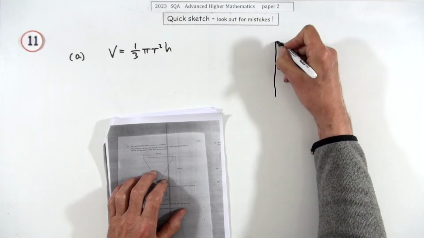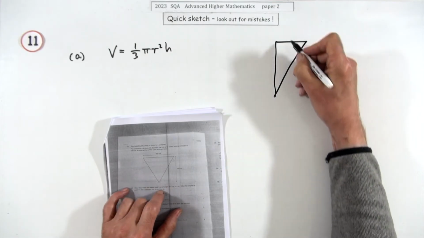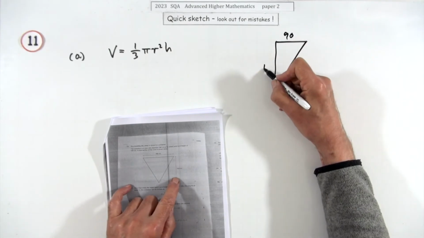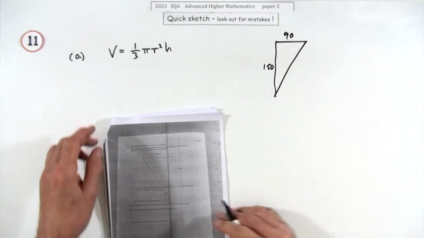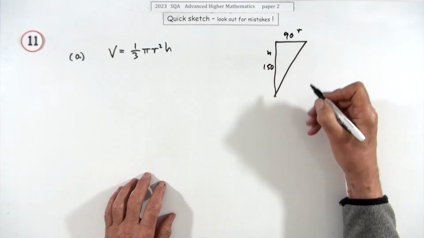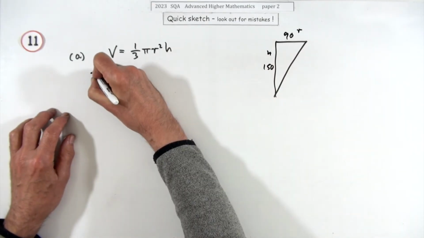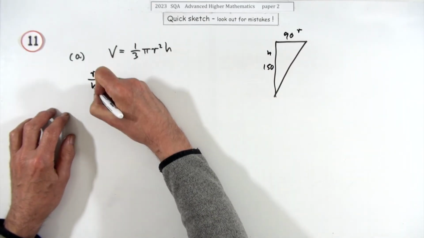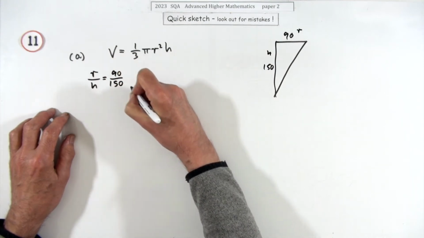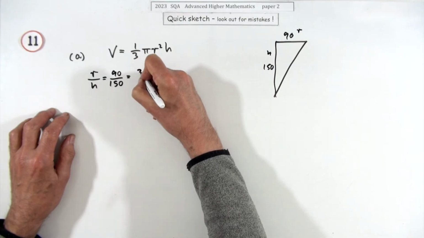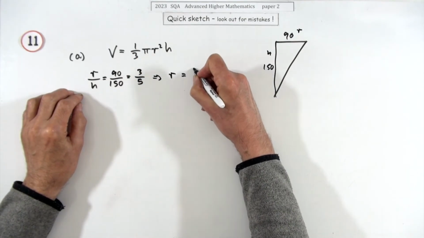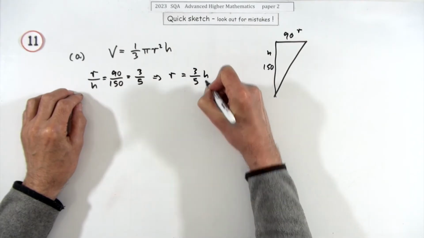Well, that'll just be a similar triangle, won't it? Because the radius would be 90 if that's 180, and that height's 150. So that gives you a connection between the radius and the height. The ratio of the radius to the height is 90 to 150, so that's 3/5, which means that the radius is 3/5 of the height.